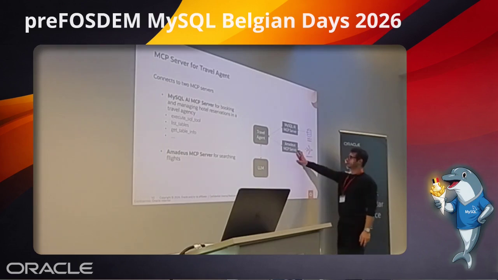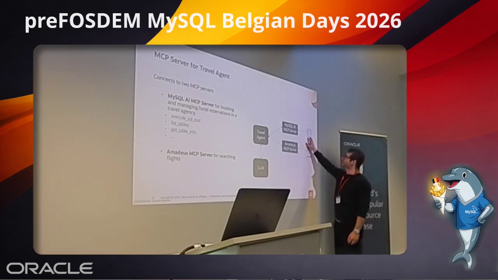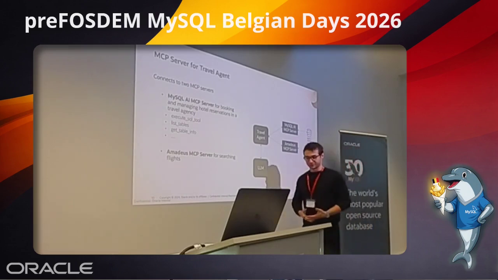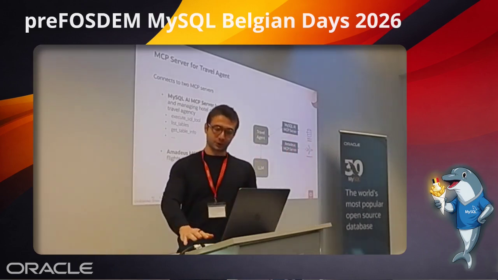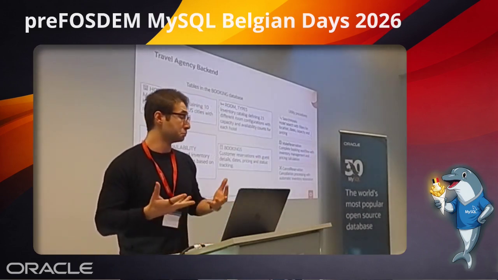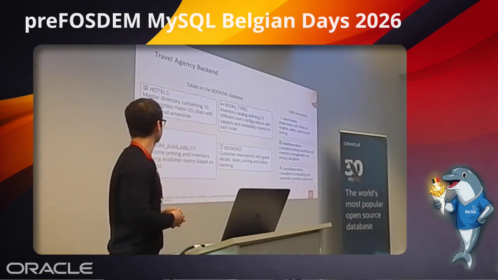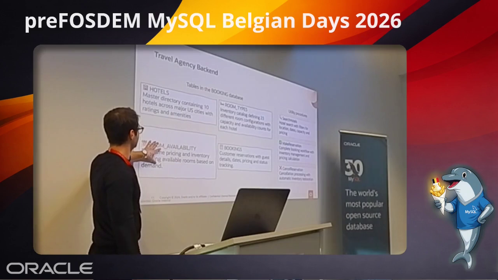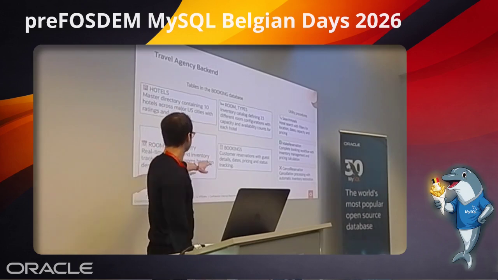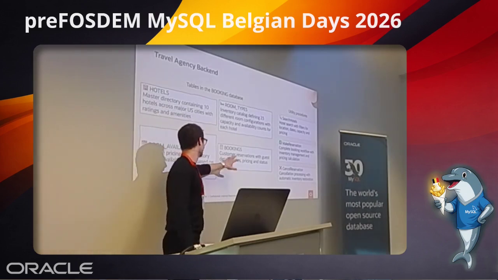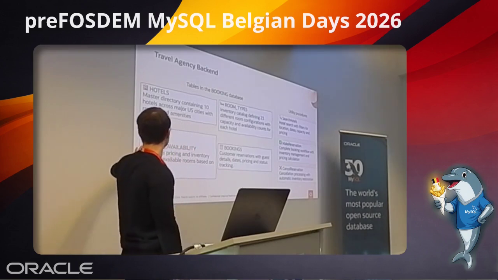You have this MCP server that allows you to list the flights that are available live, and you have another database for making reservations. For the database itself, what we have is a typical database for booking, for example. It has these tables in the database to list the hotels, the room types, the bookings that are made, and to have a new booking, you have to fill this table, for example, and to check the availability of the room, you have to check this table.